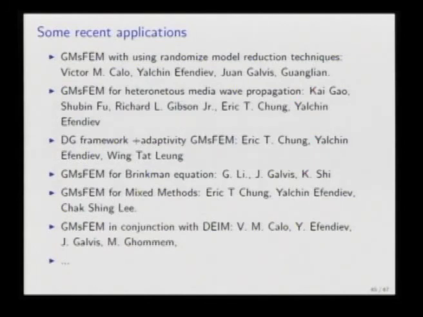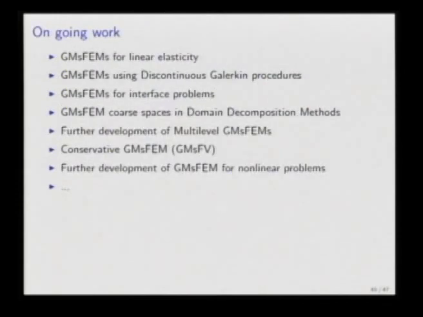We can do it for mixed methods. We can combine, for example, with balanced truncation or other model reductions. For example, there is a model reduction called the discrete empirical interpolation method, which is suitable to apply in conjunction with our generalized multi-scale finite element method. This is what is already done, and this is some of the things we're doing. We're doing linear elasticity, some interface problems with also upscaling rules, depending on the condition you have on the interface. But if you do it like this, it would be automatic.